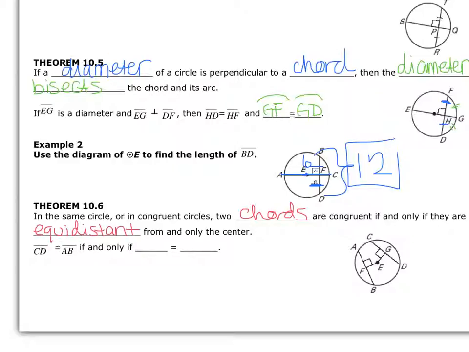All right, so this one says if you have two chords right here, and the chords are congruent, the only way the chords are going to be congruent is if they are equidistant, right in here, to the center. All right, so CD here is going to be congruent to AB if and only if the little segments inside are congruent. So if EF is congruent to EG.